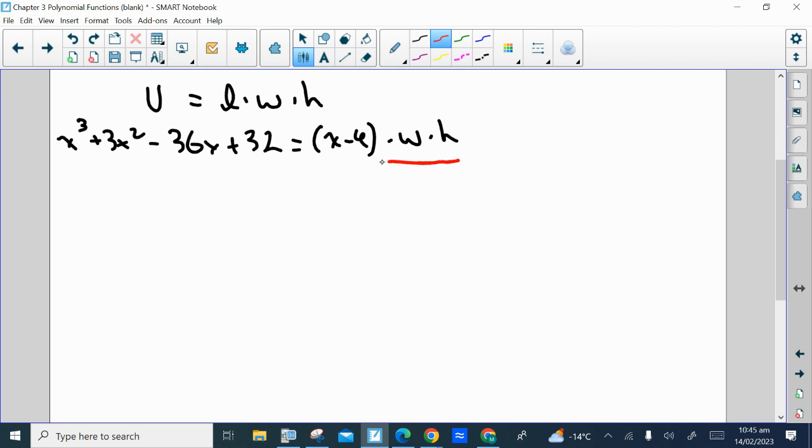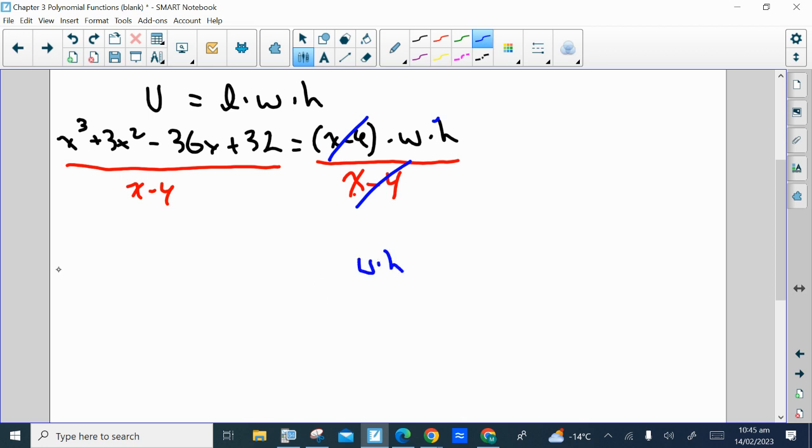We would do that by dividing both sides by x minus 4. They would cancel on the right, and w times h would be found by actually doing that division. Dividing x minus 4 into 1x cubed plus 3x squared minus 36x plus 32.